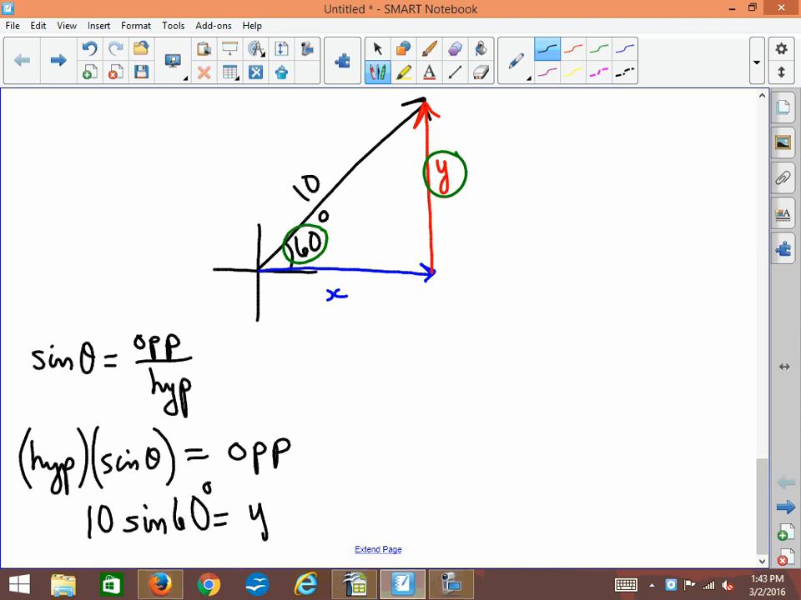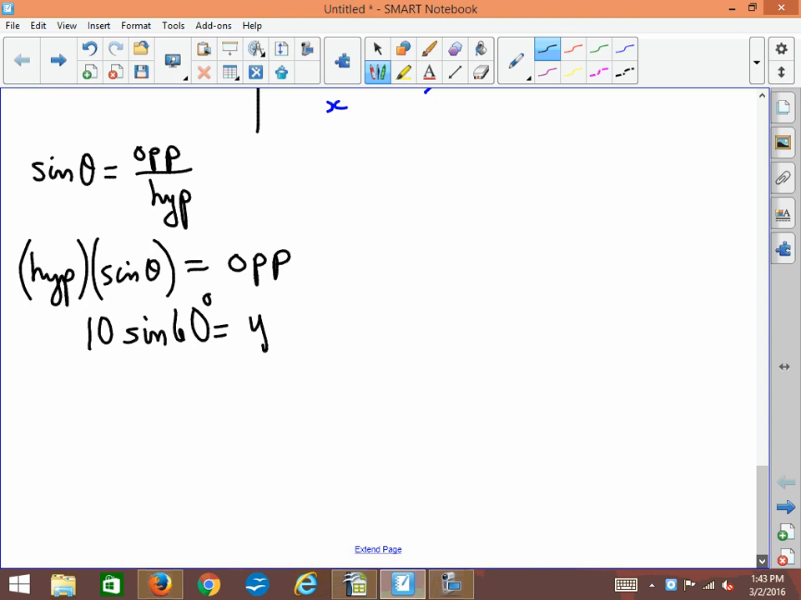So the y part, the y component of this vector, is equal to 10 sine 60, which I can figure out, because the sine of 60 happens to be about 0.87 if you round it off. So this times 10 would be 8.7 equals y.